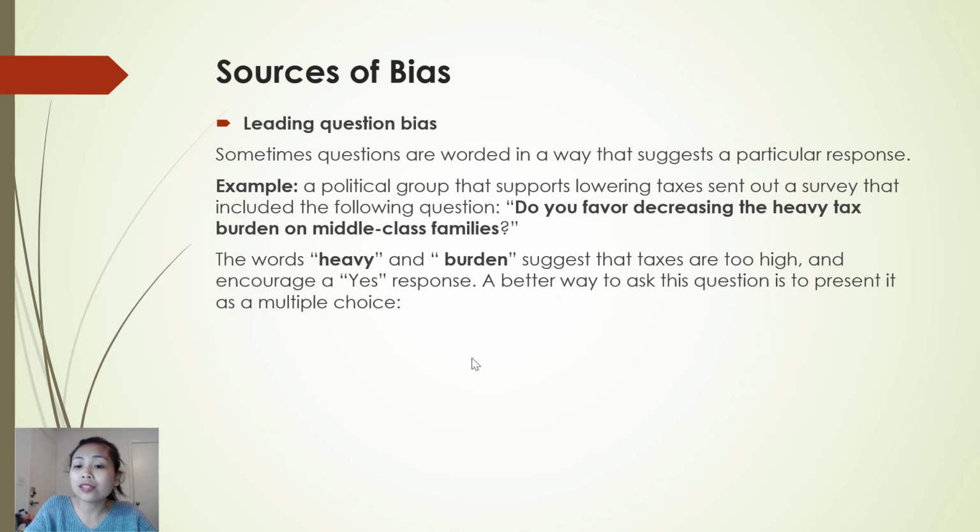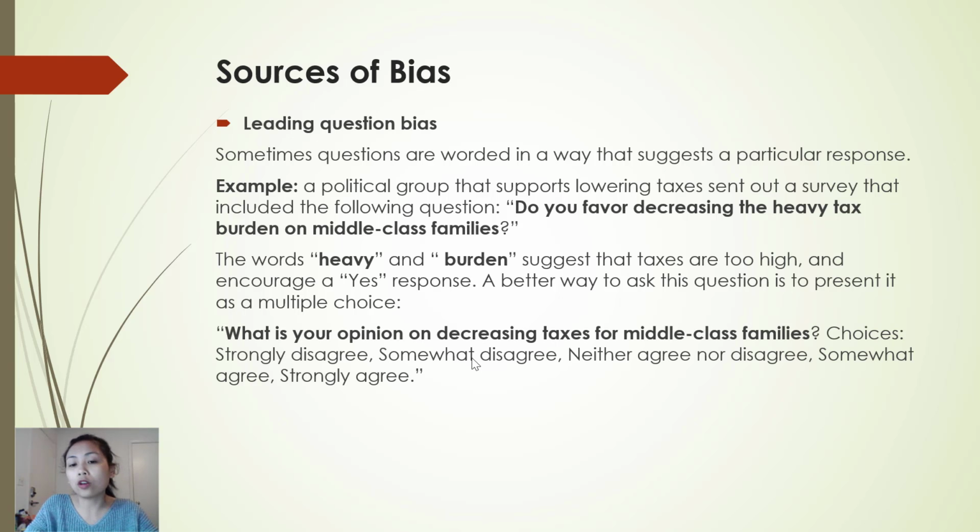A better way to ask this question is to present it as a multiple choice question with levels of agreement. Here's a better question: what's your opinion on decreasing taxes for middle class families? We have 5 choices: strongly disagree, somewhat disagree, neither agree nor disagree, somewhat agree, or strongly agree. So here we have more reliable answers from people who take the surveys.